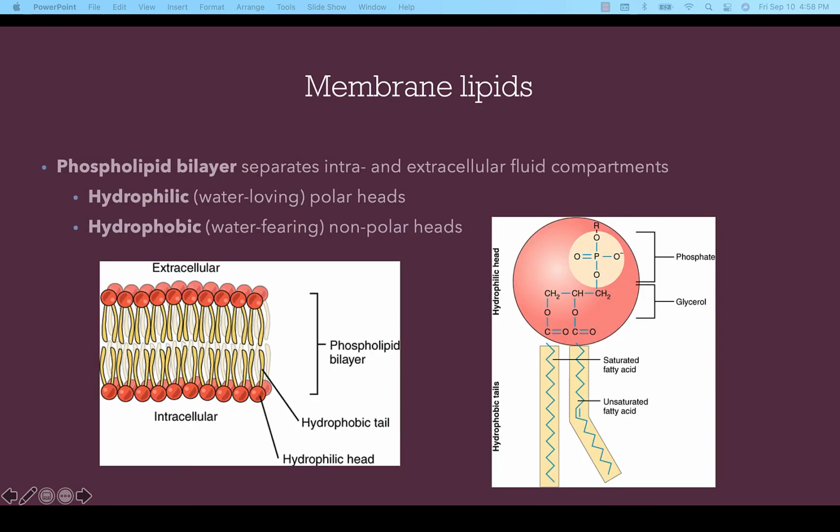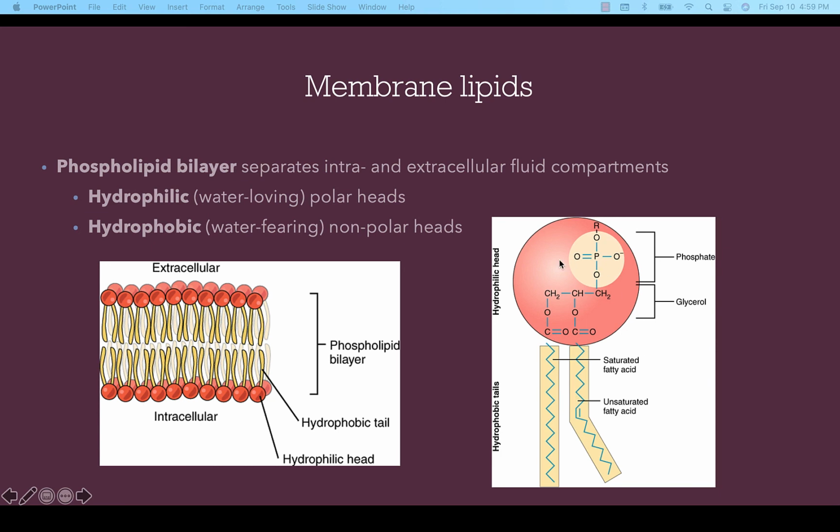So the plasma membrane, also known as the phospholipid bilayer, is what separates the intracellular fluid of the cell and the extracellular fluid outside the cell. It's called the phospholipid bilayer because it consists of 2 layers of phospholipids. All right, 2 layers here, bi. A phospholipid is a phosphate attached to a glycerol molecule that's attached to 2 fatty acid tails.